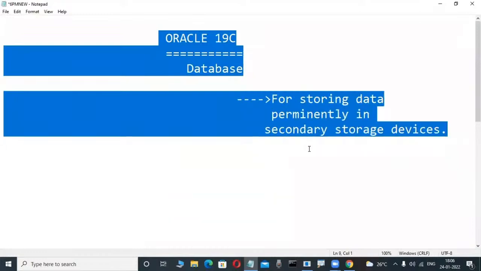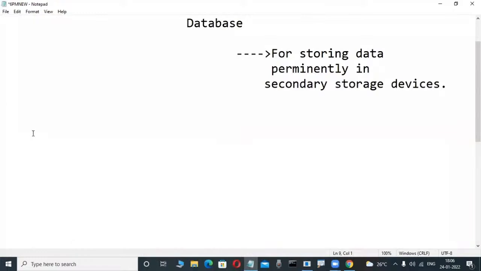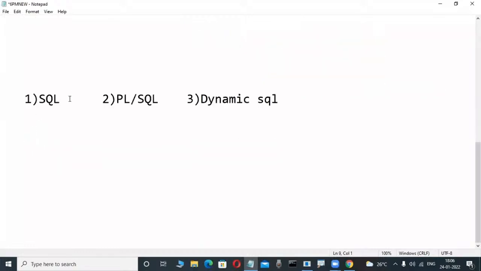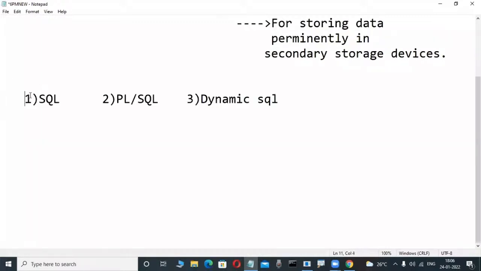That's why these databases are implemented based on the relational data model. What is that? I will tell you today. Oracle, SQL Server, DB2, Sybase, MySQL, all these databases are implemented based on the relational data model concept. For operating these products, we use SQL. But for the Oracle database product, if you want to operate it, we use three languages. One is SQL, another is PLSQL, another is dynamic SQL. Up to this, we learned in the previous classes.